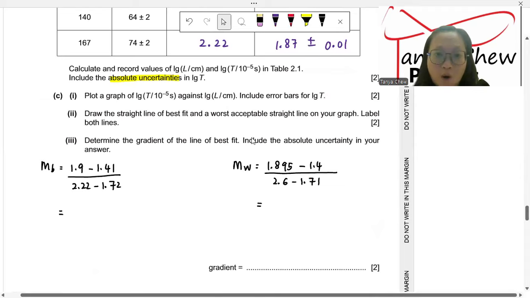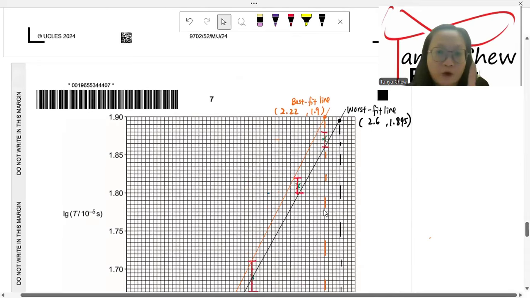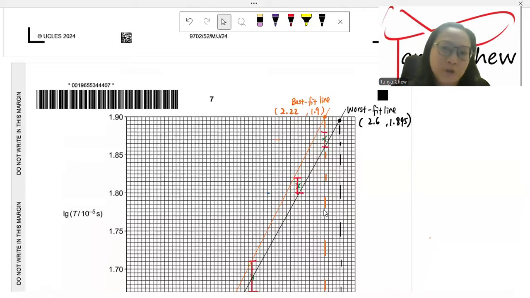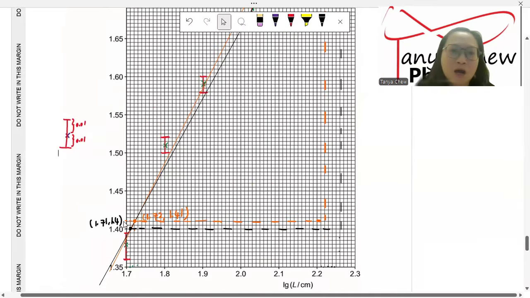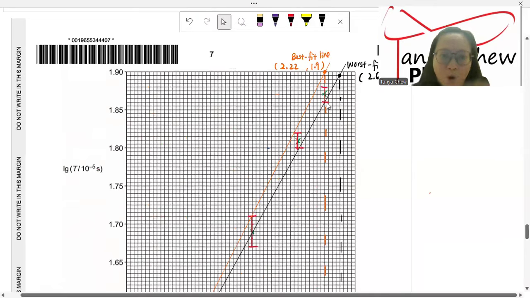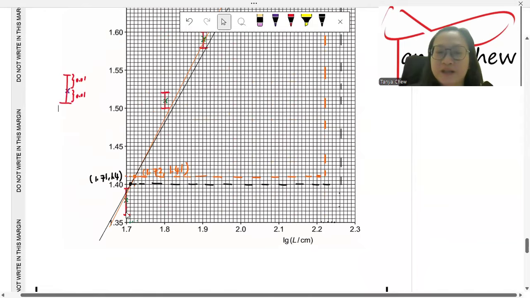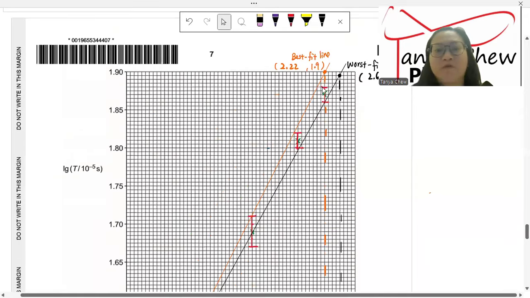Now, plot your worst acceptable line. For the worst acceptable line, there are actually two worst acceptable lines. So it all depends on the first error bar and the last error bar. So if you start from the top of the first error bar, you have to end at the bottom of the last error bar. Or you could also start from the bottom of the first error bar, but you end at the top of the last error bar. So it depends on which worst acceptable line you want to draw, right? Just draw one will do, right? I draw from top to bottom.